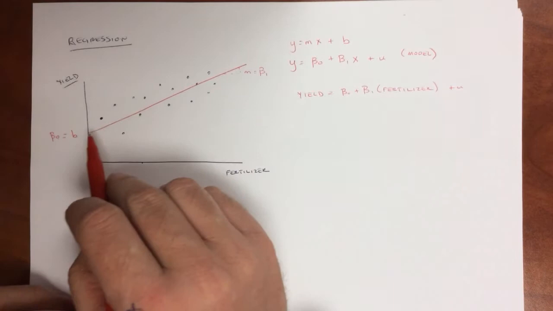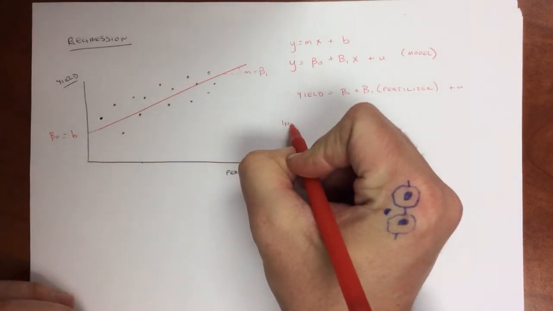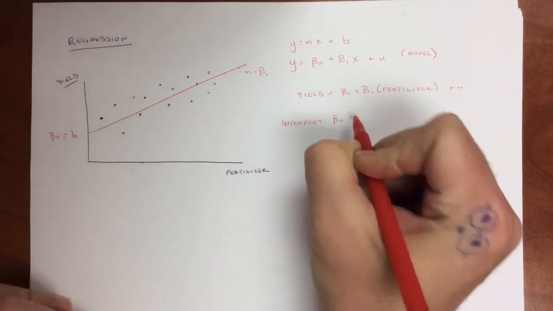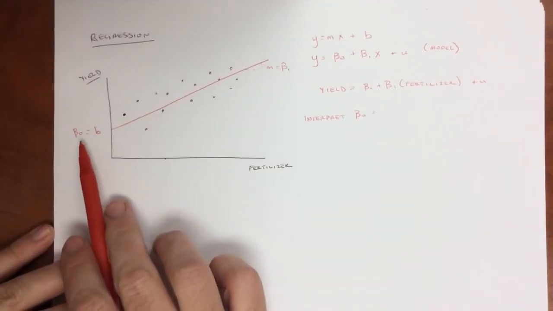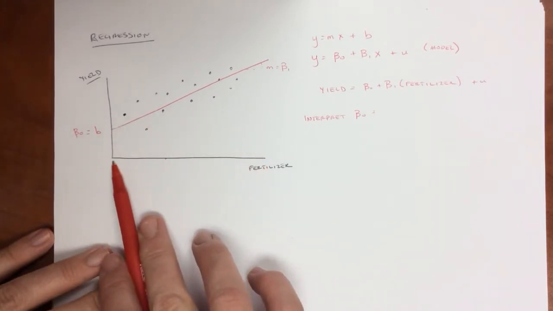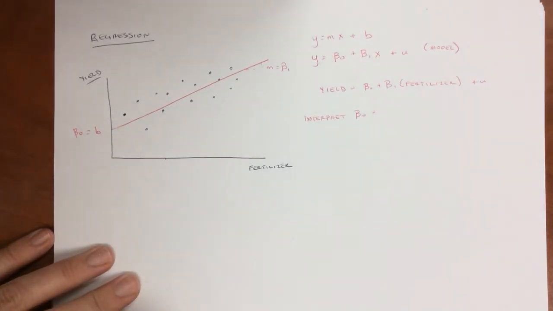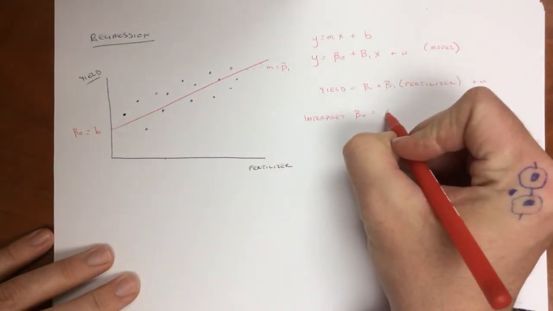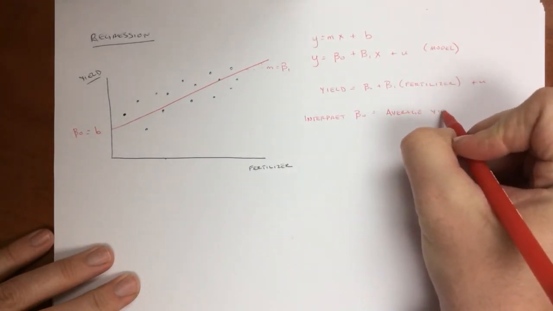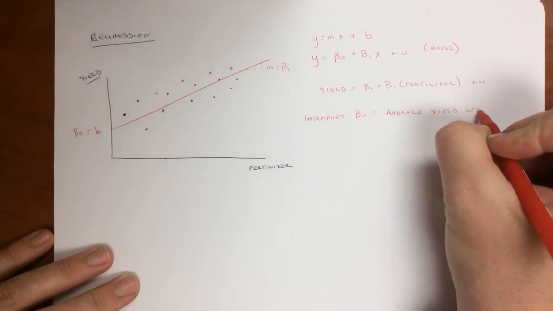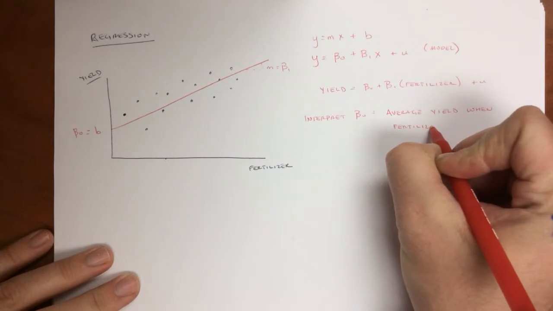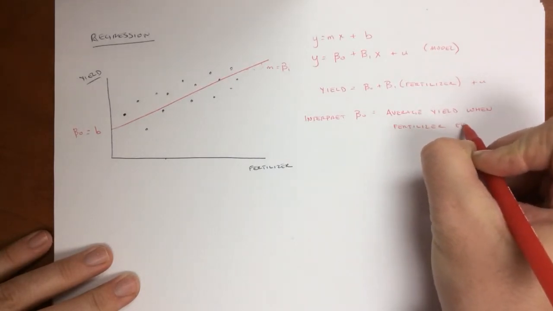So that's where we get now our interpretation. So if we want to interpret beta naught, well, beta naught again is our y-intercept. So it's going to be when fertilizer equals 0, how much yield should we expect to get? So this is the average yield when fertilizer equals 0.